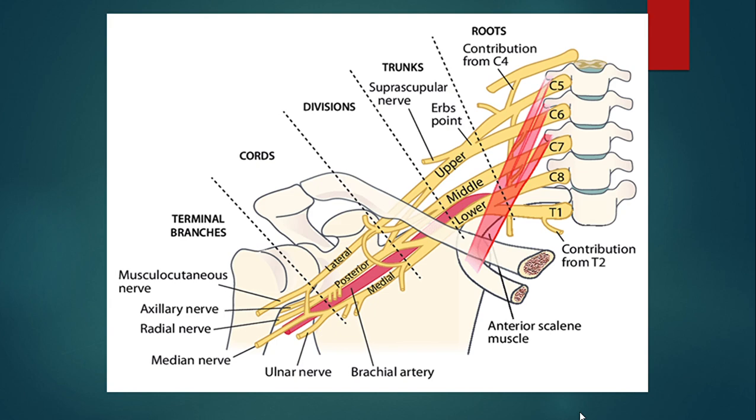Now, let us look at this diagram. Under the roots, we can see that we have the roots C5, C6, C7, C8, and T1. These are the origin of where these nerves are coming from. And of course, they are being attached to the what? To the vertebral column. So cervical number 5, that's C5, cervical number 6, that's C6, and things like that. So that's under the what?